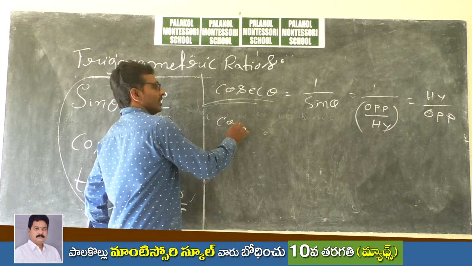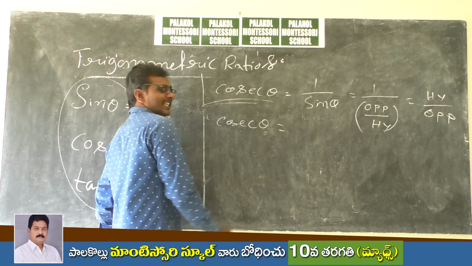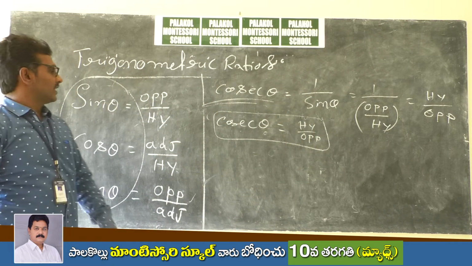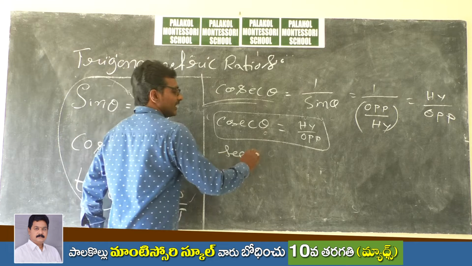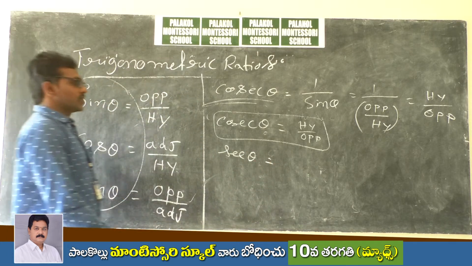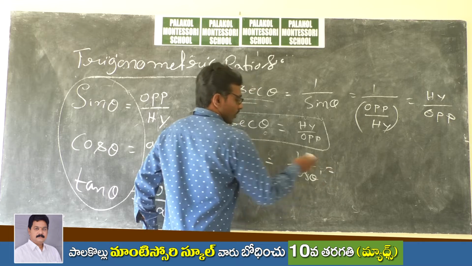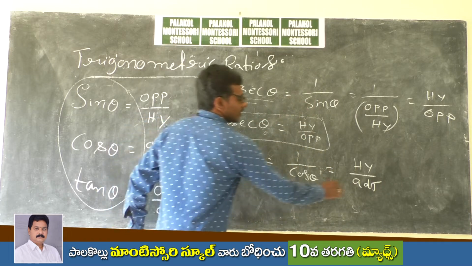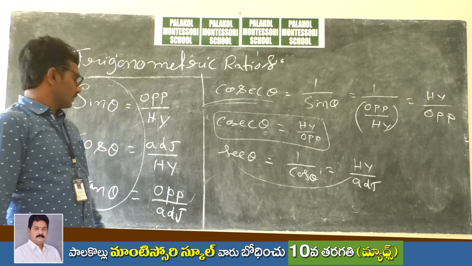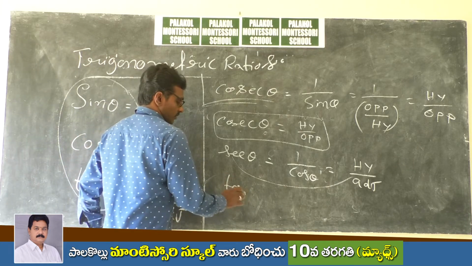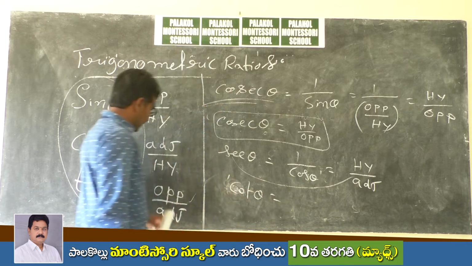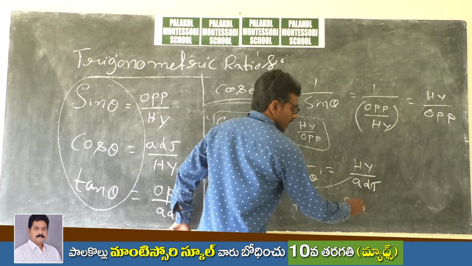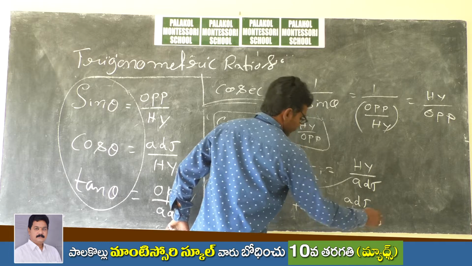So finally, what is the ratio formula of cosec theta? Cosec theta is equal to hypotenuse by opposite. Next one, secant theta. Secant theta is the reciprocal of cos theta, so 1 by cos theta, which is hypotenuse by adjacent side. Next one, cot theta. Cot theta is the reciprocal of tan theta, that means 1 by tan theta. This is directly written as adjacent side by opposite side.